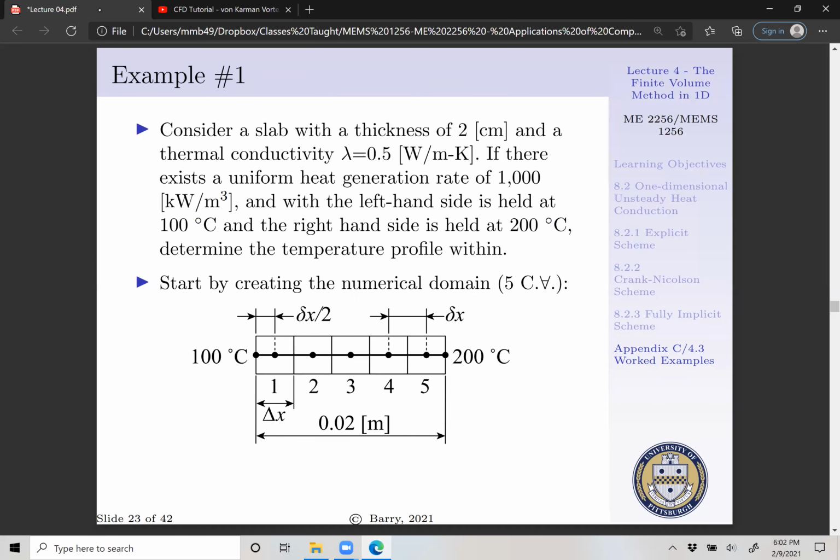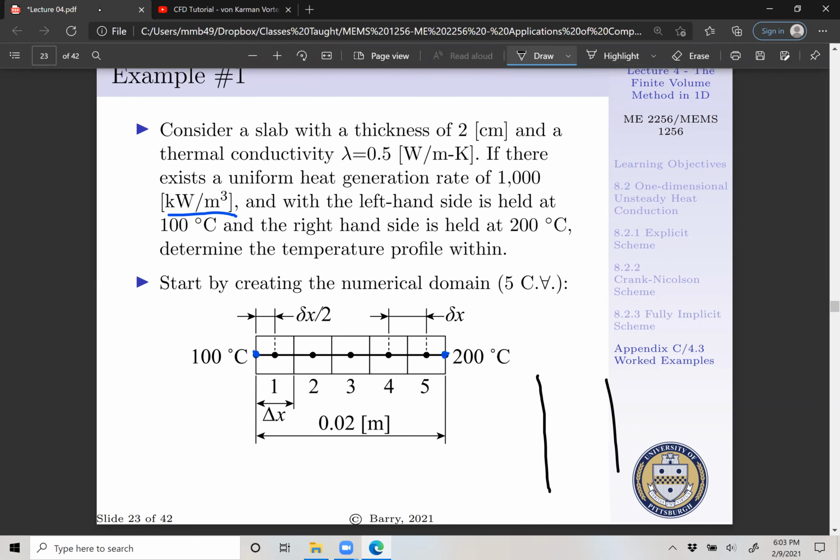Now, let's look at a really simple 7-node, 5-cell stencil, where we have a slab of material that has a length or thickness of 2 centimeters. So from end to end, this is 2 centimeters, or 0.02 meters. And we're going to assume a thermal conductivity of 0.5 watt per meter K, a relatively low thermal conductivity material. Now, we have a uniform heat generation rate of 1,000 kilowatts per cubic meter. The left-hand side is going to be held at 100 degrees centigrade. Our right-hand side is going to be held at 200 degrees centigrade. We want to determine the temperature profile within the slab.